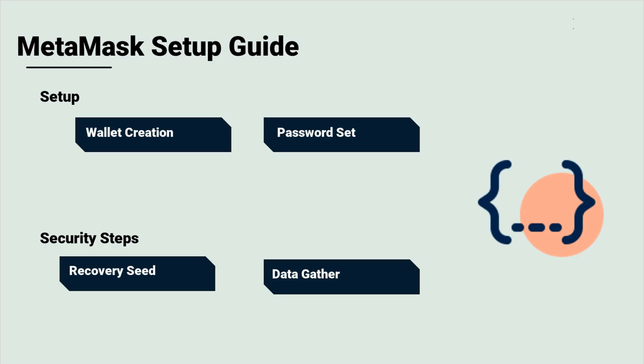Now that you have Metamask installed, let's set it up. You will see an option to get started. Click it, and you will be prompted to create a new wallet or import an existing wallet. If you're new to the world of Ethereum, creating a new wallet is likely the way to go. So click on Create a Wallet. You will be asked if you want to help improve Metamask by allowing anonymous usage data to be collected. This is a personal choice.